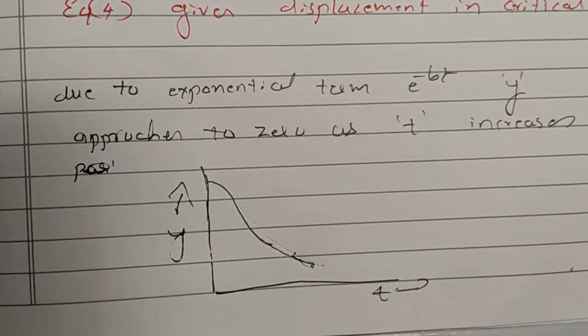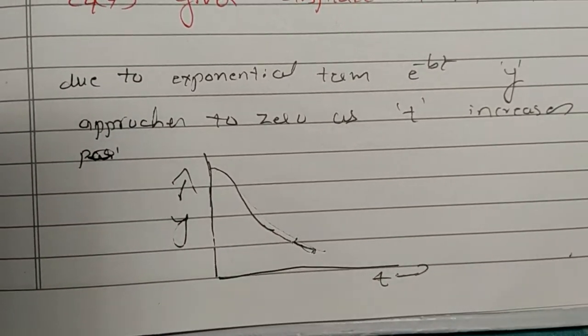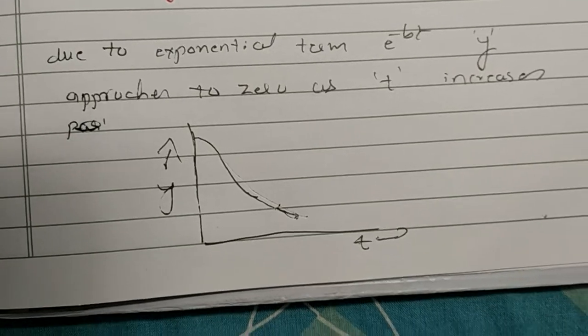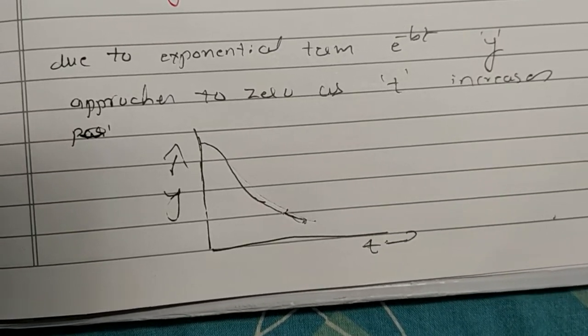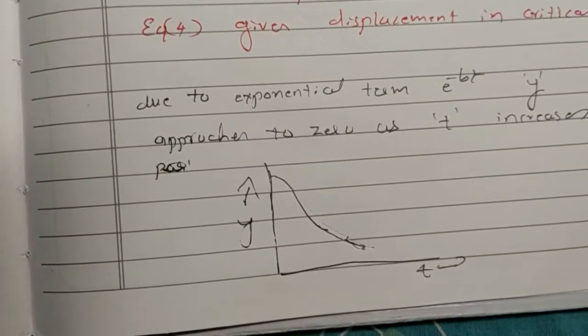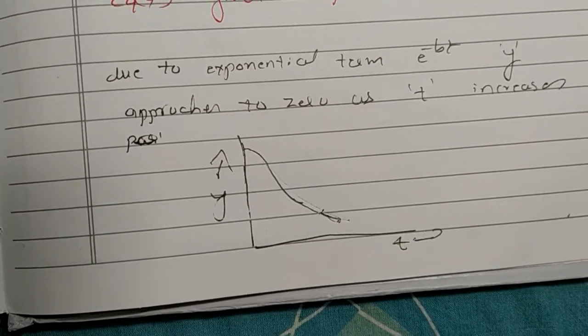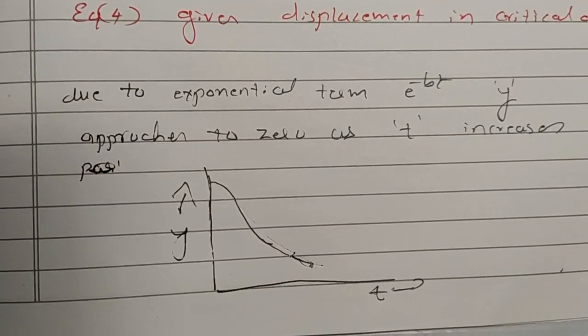Here we'll stop. All three cases have to be discussed. In the examination, first you have to derive equation number 3, that is the displacement, and then they will ask you to discuss either the over damping, critical damping, or under damping case.